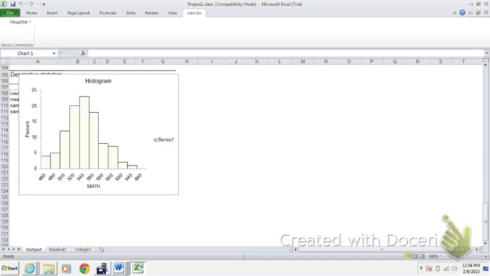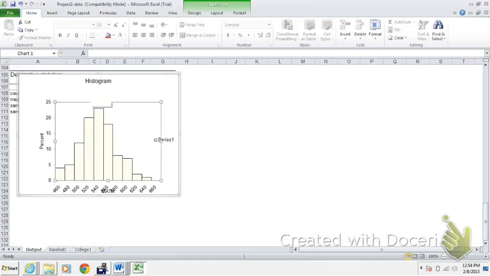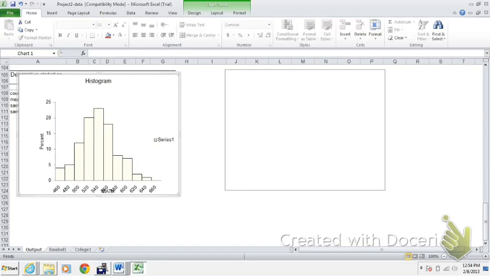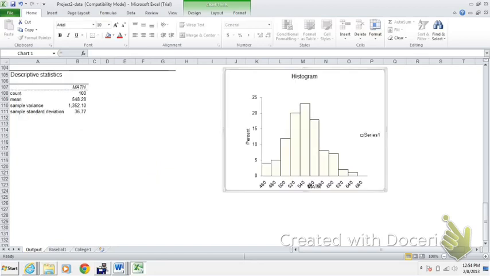Now I'm going to scoot this. For some odd reason, Megastat kind of hides things underneath, so I had to scoot that histogram over. And you'll notice here it's producing those descriptors. So it's saying that the mean is about 548, which we had guessed, and the sample standard dev was 36.77. Okay, now let's see what the next part asks.